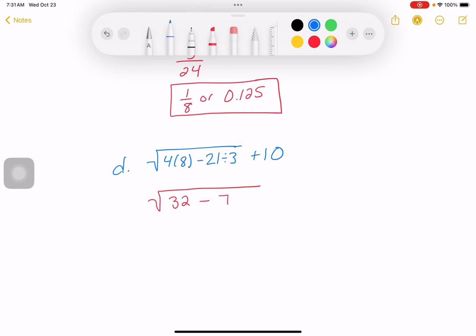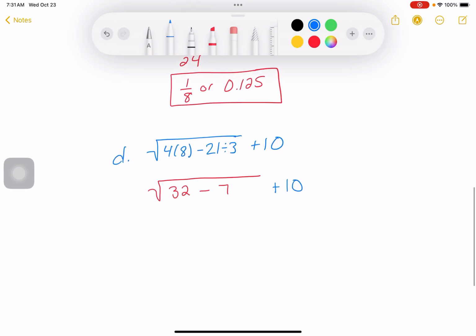Notice that this plus 10 is not underneath the square root bar, so I'm going to just put that over to the side here. So then I finish up with what's inside. 32 minus 7 is 25, and I continue to bring the plus 10 down. Remember that the square root is asking you what number times itself equals that. The square root of 25 would be 5, and so now I have the 5 plus 10, which means the answer would be 15.